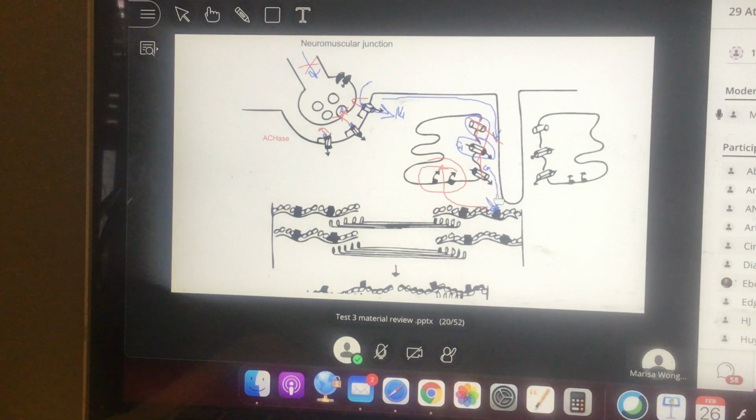It's going down its concentration gradient. That's diffusion, going from high to low. That does not require energy. The thing that requires energy is these pumps to push the calcium back in, because that's against the gradient, from low to high.